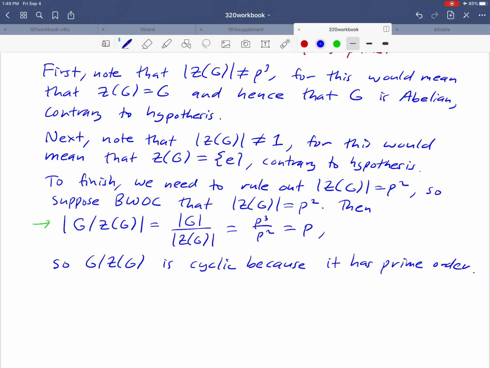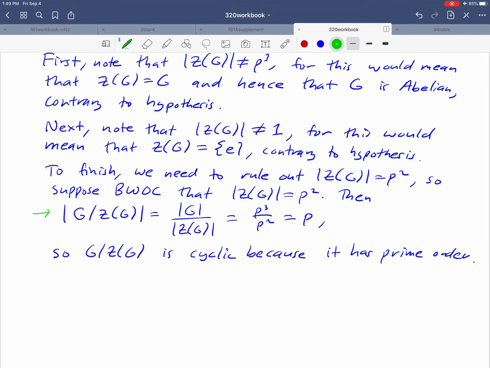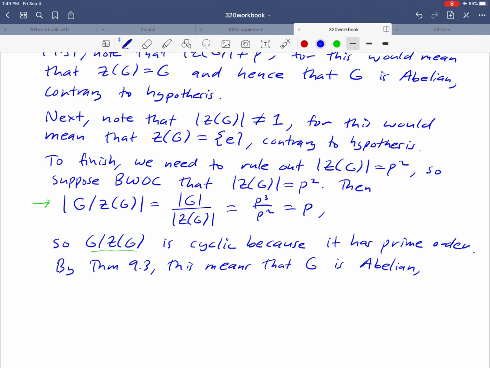If you look back at theorem 9.3, it tells us that anytime this factor group, G mod Z of G, is cyclic, the overall group G is abelian. And if you look back at the assumptions that we made, one of them was that G is a non-abelian group. So there's our contradiction. We have an implication here that's contrary to one of the assumptions that we made.